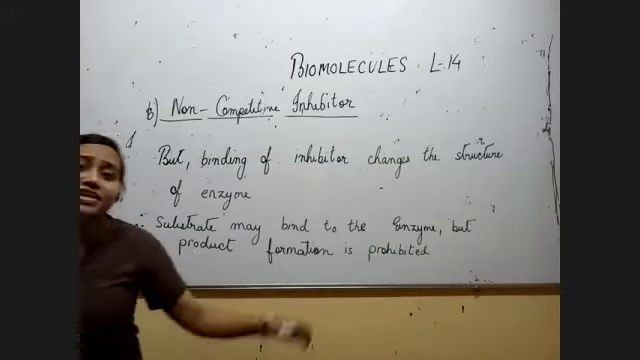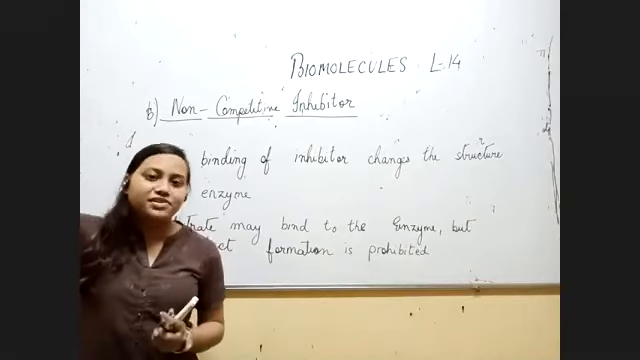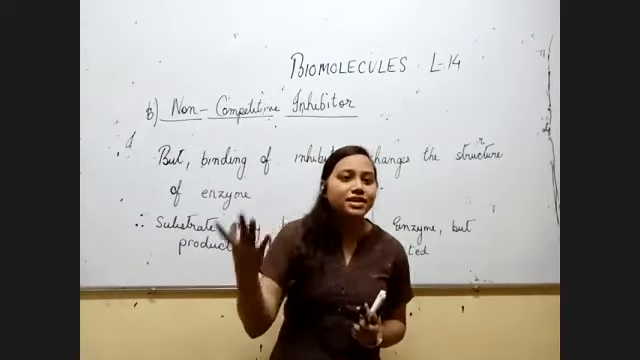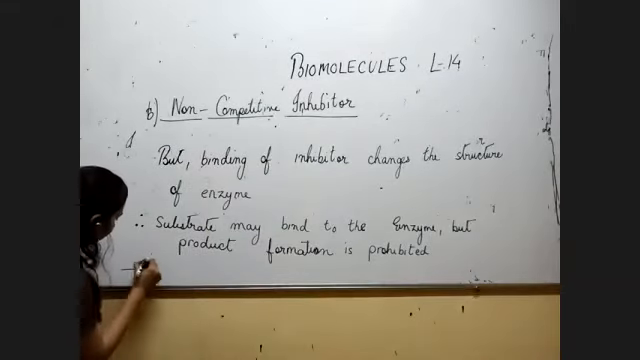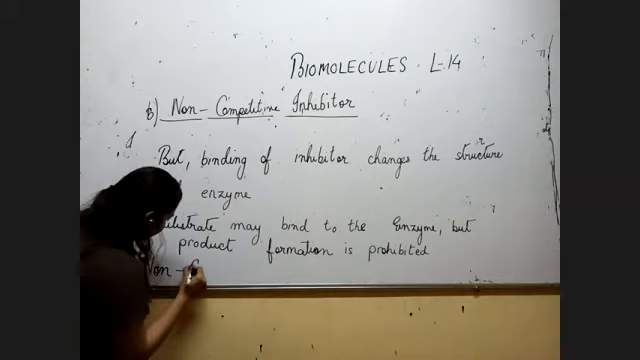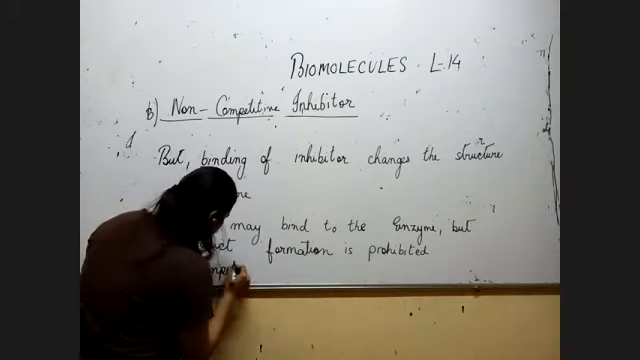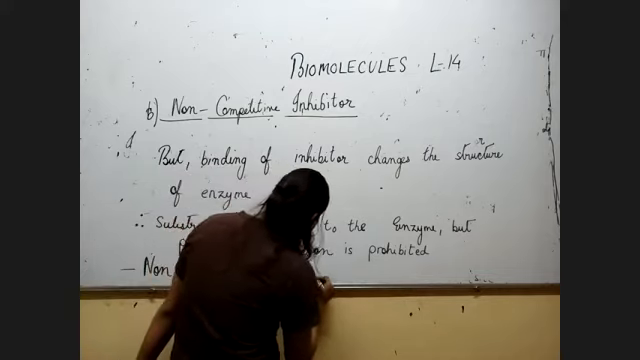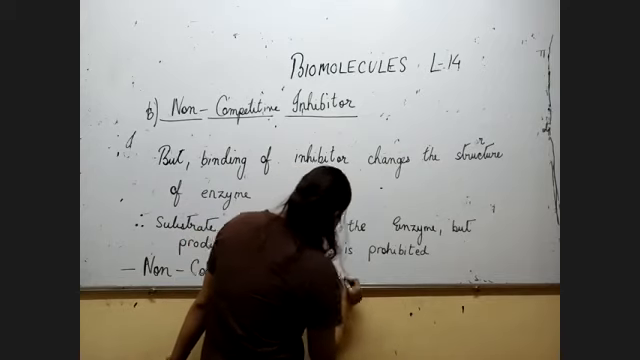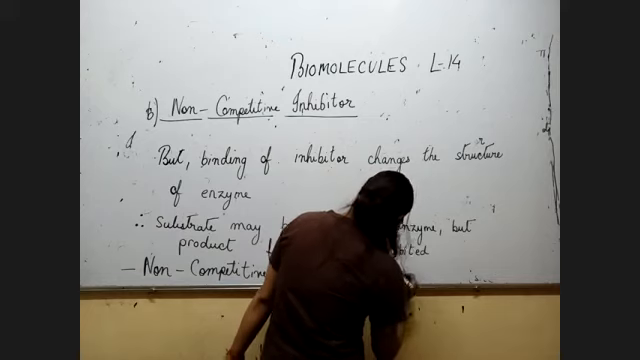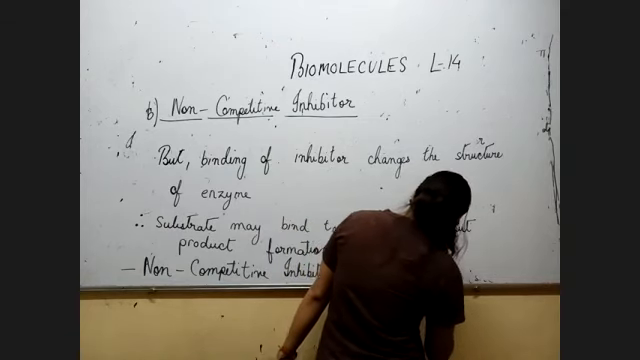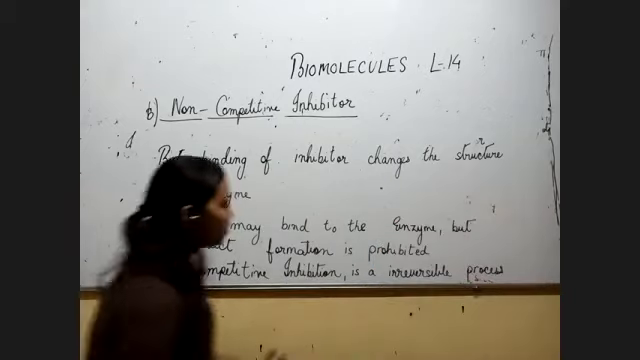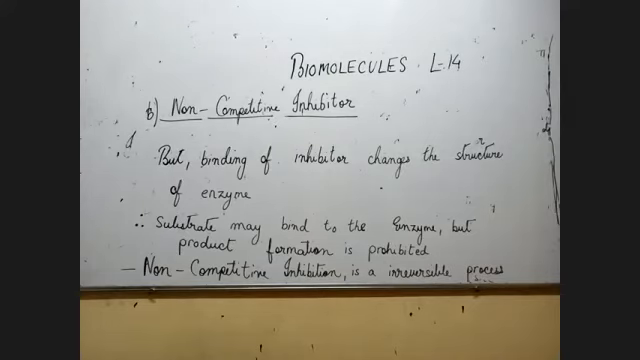Non-competitive inhibition is an irreversible process. Competitive inhibition was a reversible process, but non-competitive inhibition is an irreversible process. Next point: non-competitive inhibition is an irreversible process.